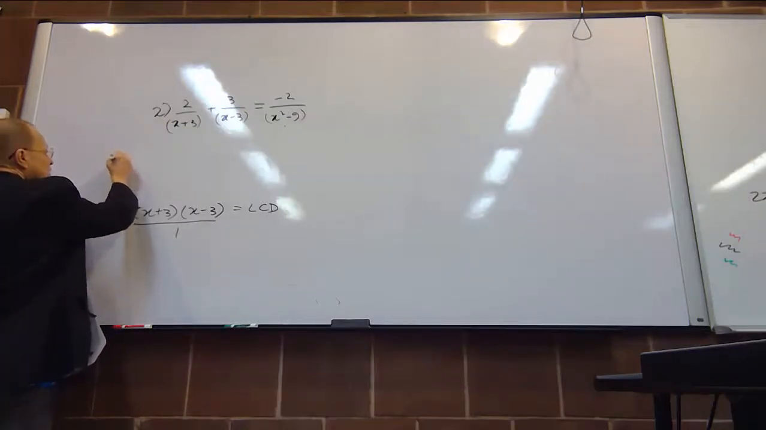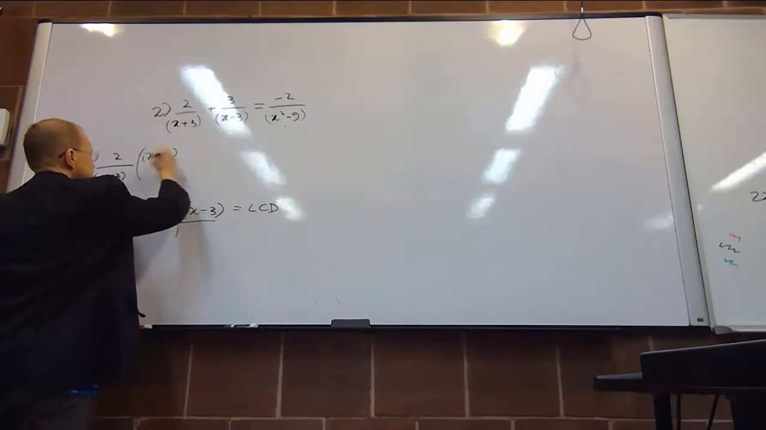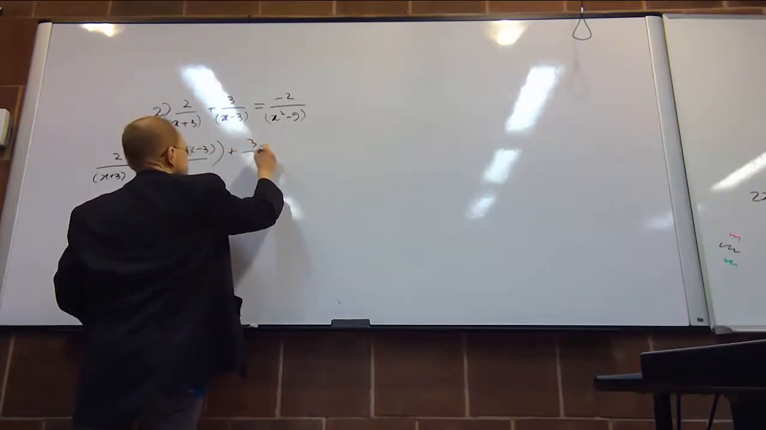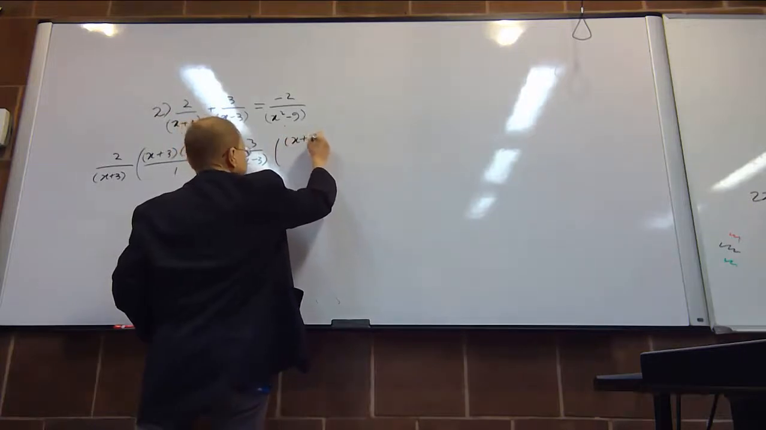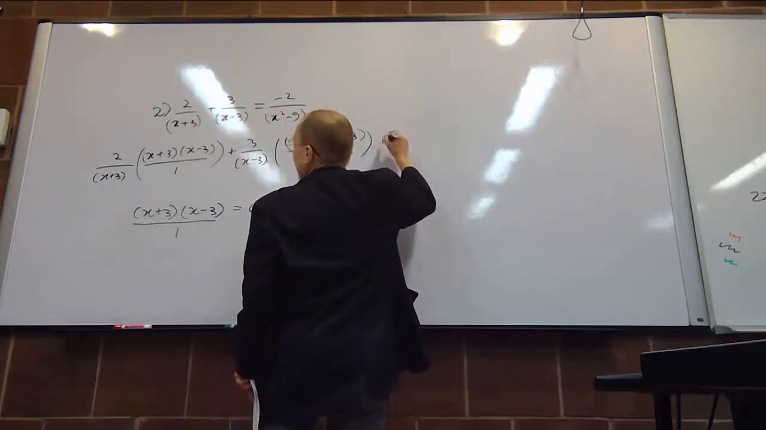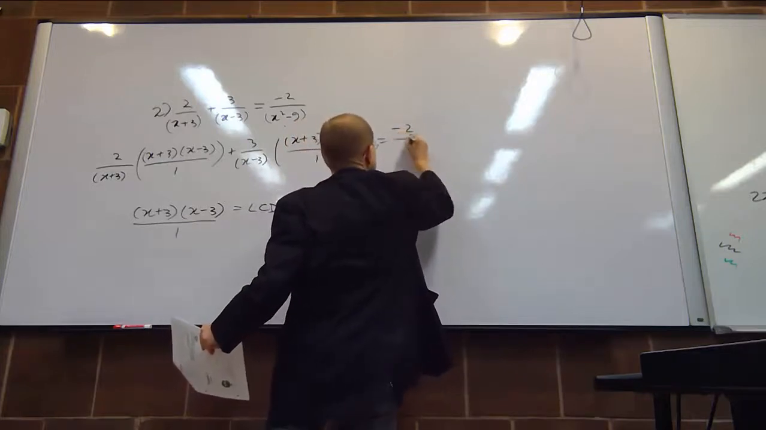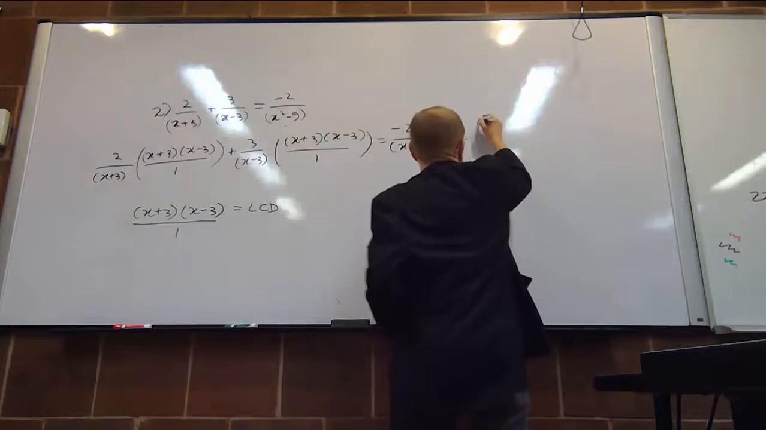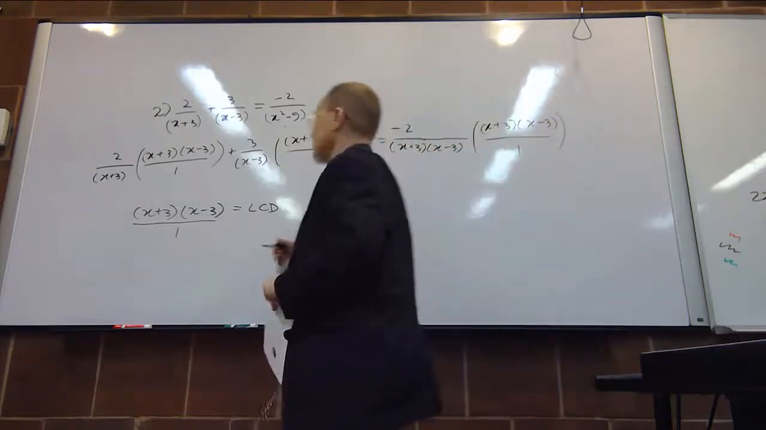So I have now 2 times x plus 3, and then I have x plus 3, x minus 3, and then I have the next term, 3, x minus 3, times x plus 3, x minus 3 over 1, plus 1 is equal to negative 2 x plus 3, x minus 3, and then multiply that by x plus 3, x minus 3, and I'll put it over 1 for tidiness.